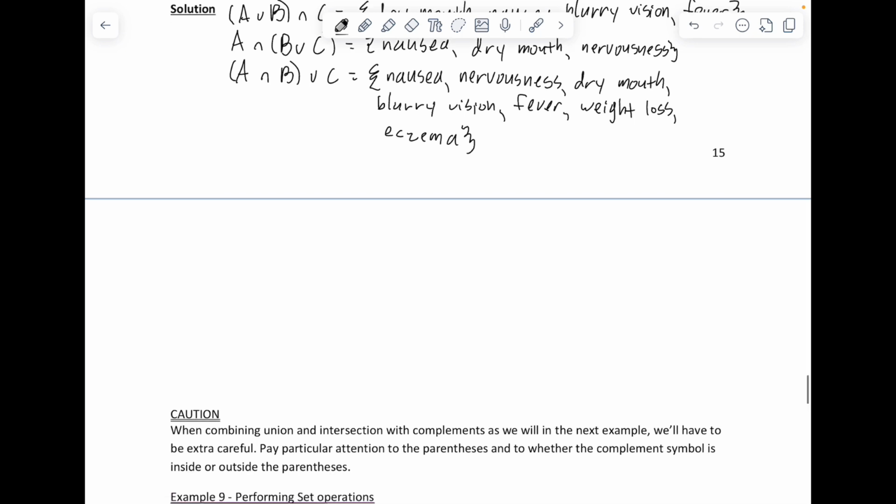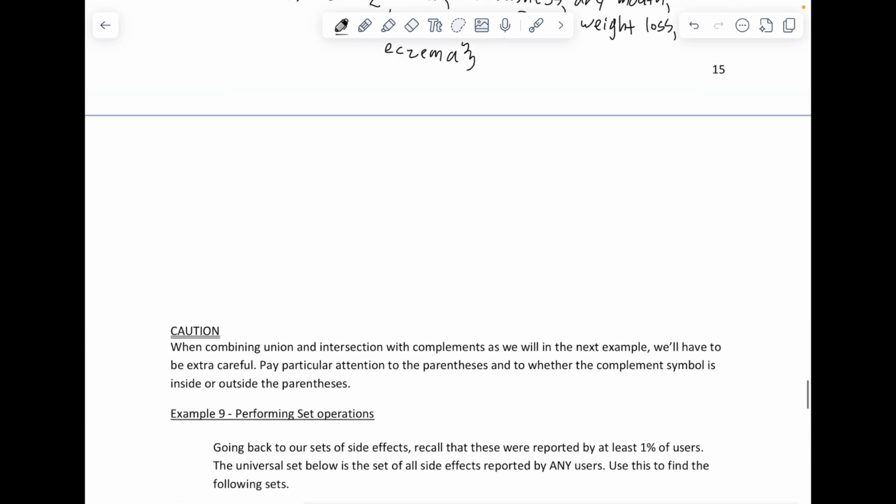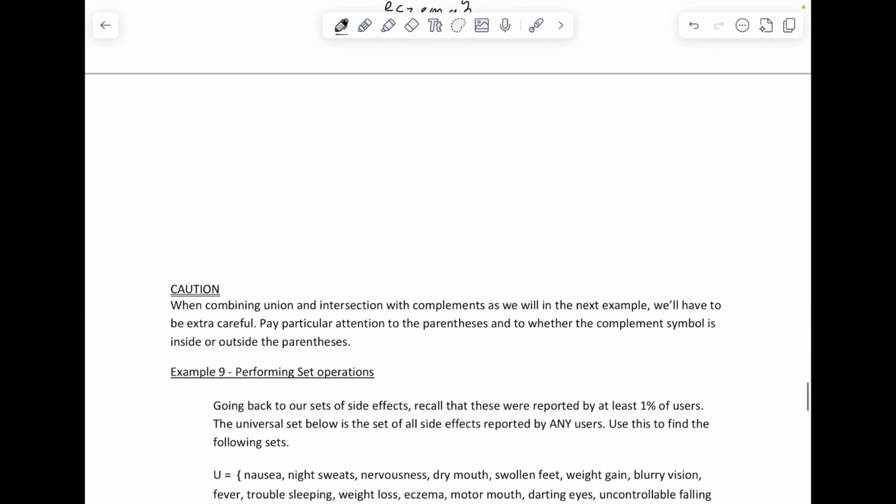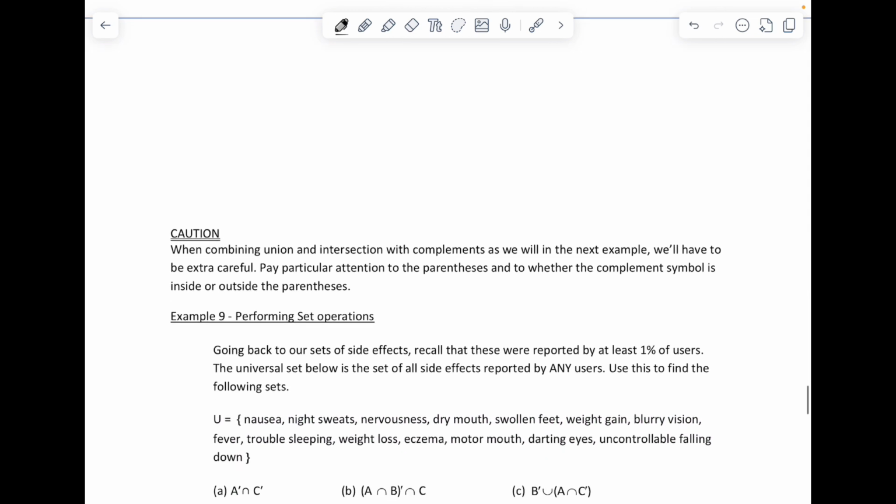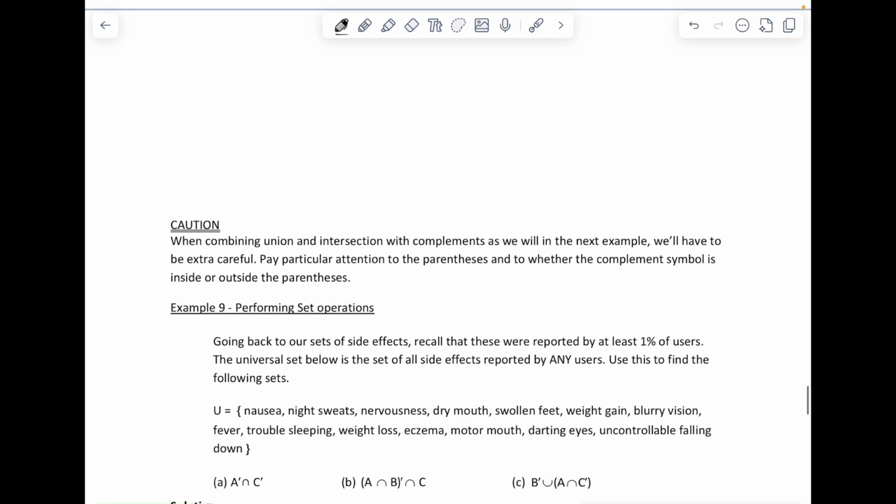parentheses. Okay. So in example 9 here, going back to our sets of side effects, recall that these were reported by at least 1% of users. The universal set below is the set of all side effects reported by any users. Use this to find the following sets. Okay, so there's the universal set. So we want to find A complement, intersection, C complement.